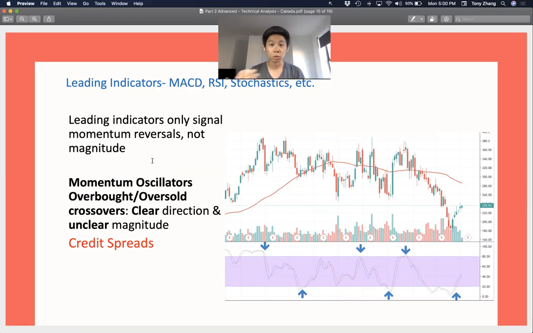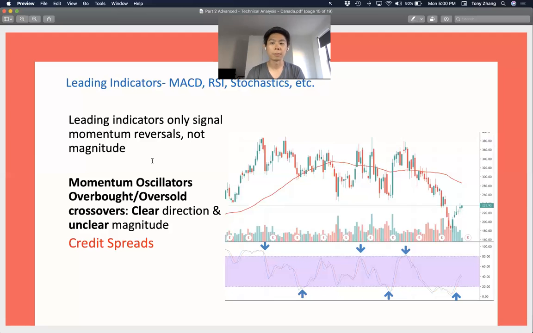So for those of you that use any of these, please type in which indicators you prefer: MACD, RSI, stochastics, whichever one you prefer. Please type them into the chat window. And I'm seeing a lot of them: stochastics, RSI, MACD, slow stochastics. So I mean, those are the common ones, right? That most people use.